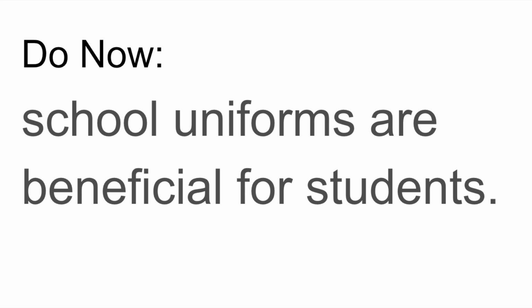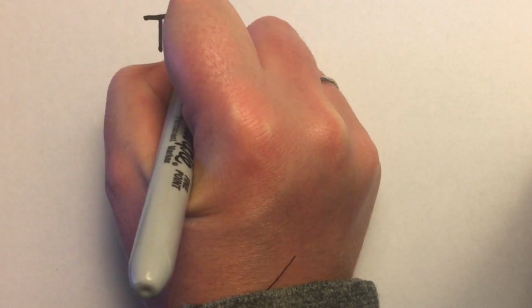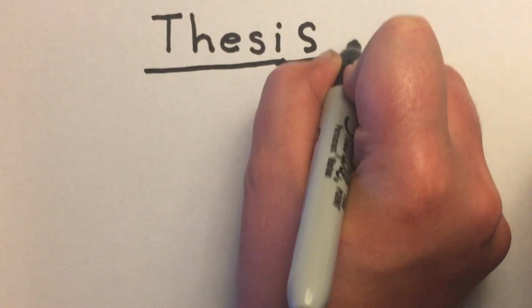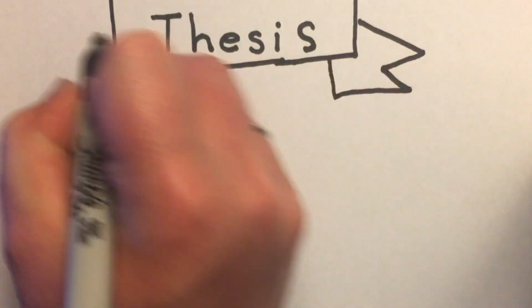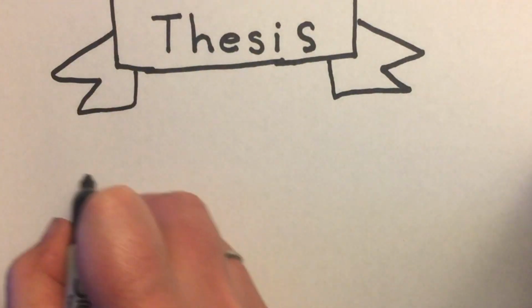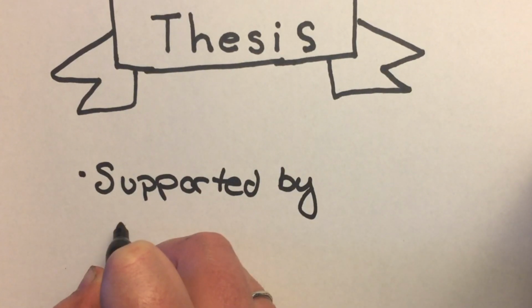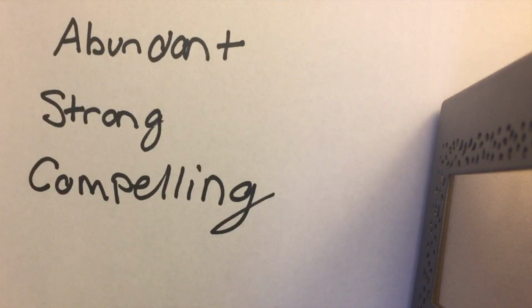But what does this have to do with writing? While hearing my reasons for taking my side on video lessons, you might have thought, this feels like a thesis. That's because it is very similar. In persuasive writing, your thesis or main idea will be your stance or main argument. Your thesis is supported by your reasons for taking a particular side, or evidence. Strong writers persuade the readers by providing abundant, strong, compelling evidence to support their ideas.